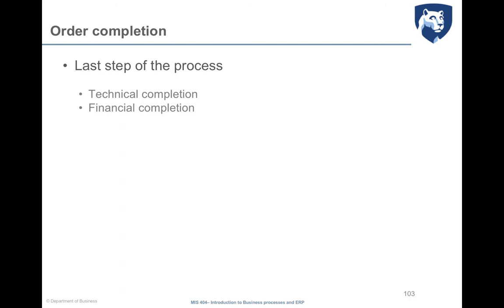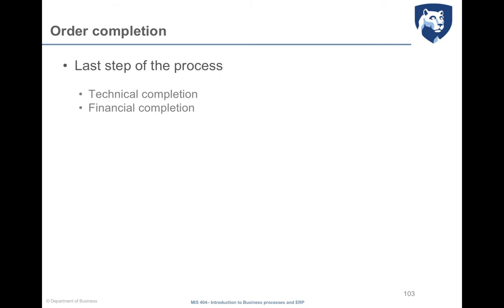Then, last but not least, the very last step of the process is the declaration that the order has been completed. This happens when the periodic processing has been run on the ERP system. To complete an order, we can have two perspectives. An order can be technically completed, so from a logistic perspective, and/or financially completed, so from an accounting perspective.